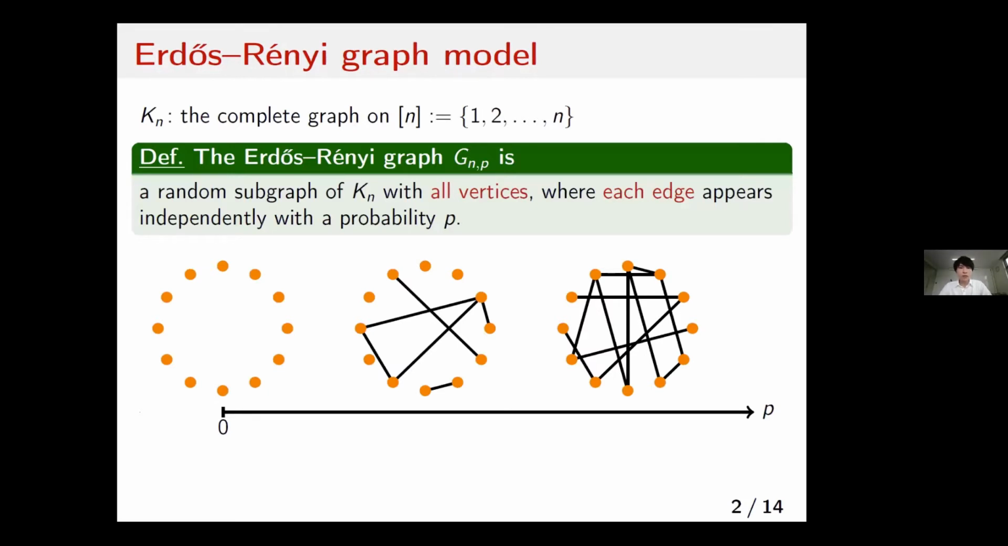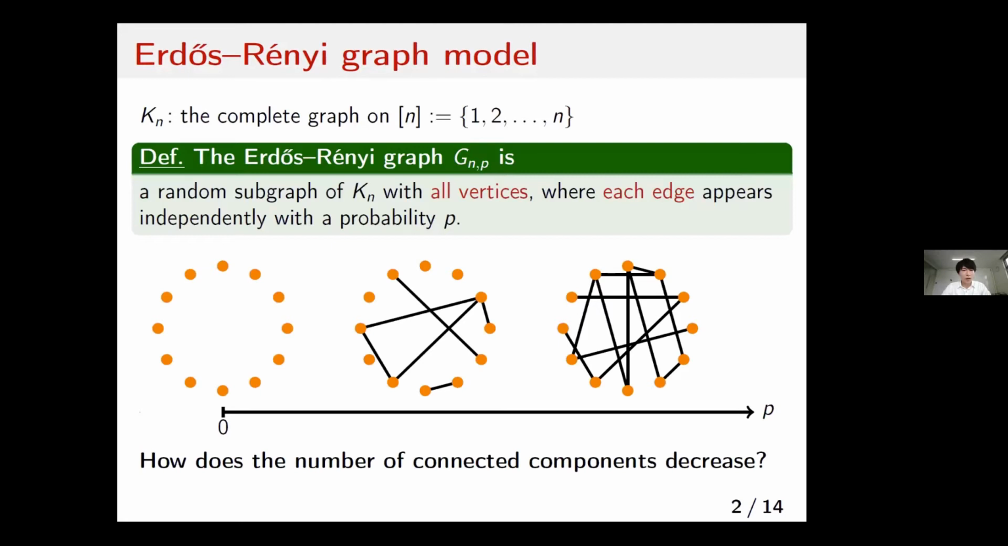As you can see from the picture below, the number of connected components of the Erdős graph decreases with respect to p. Then, how does the number of connected components decrease?